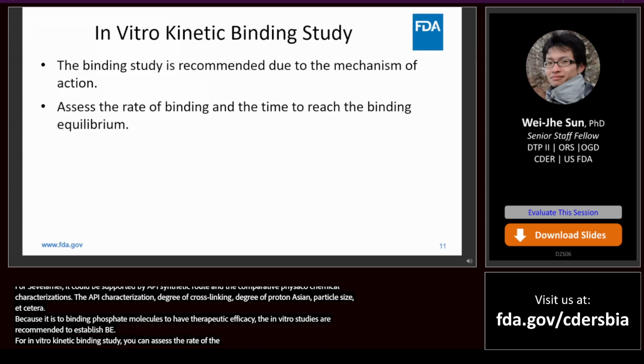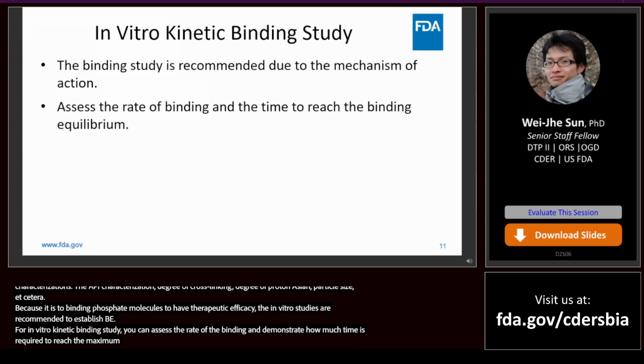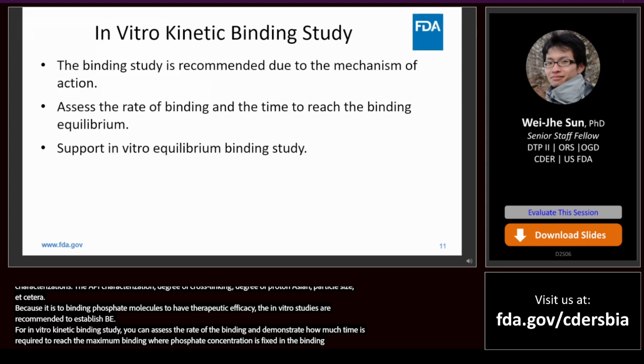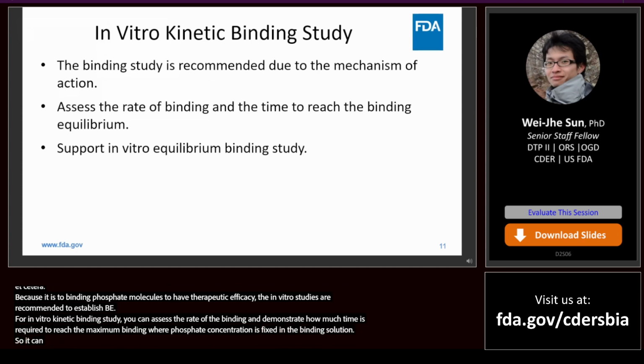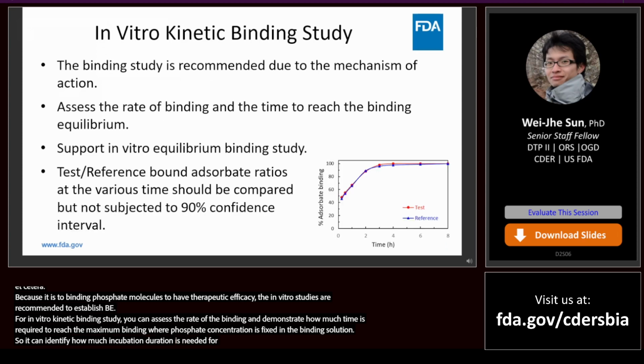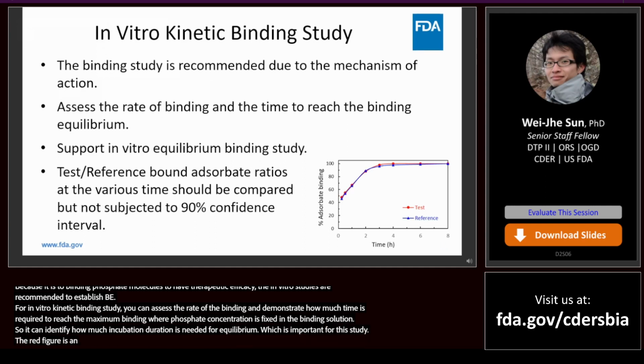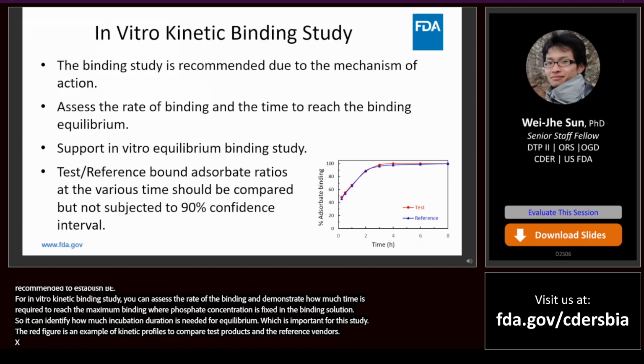required to reach the maximum binding, where phosphate concentration is fixed in the binding solution. So it can identify how much incubation duration is needed for equilibrium, which supports the equilibrium binding study. The right figure is an example of kinetic binding profiles to compare test product and the reference standards. The x-axis is the time, and the y-axis is percentage of phosphate binding.